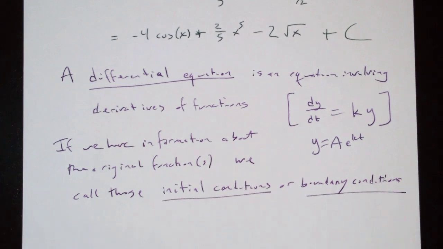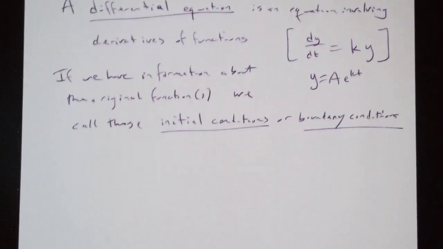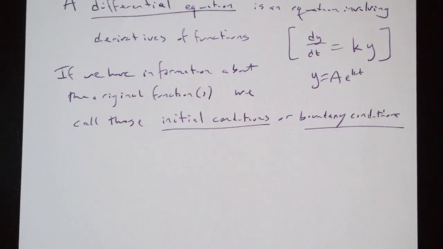If I have that extra information, I call those initial conditions or boundary conditions. Initial conditions all happen at the same x value. Boundary conditions can happen at different x values. We'll talk about that more next semester. But the overarching goal is that if I start with information, I can then figure out the value of C.